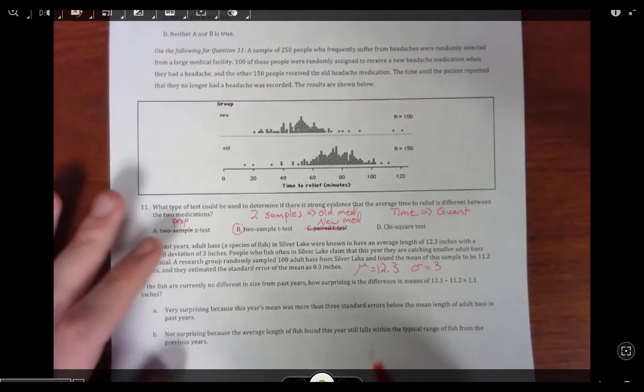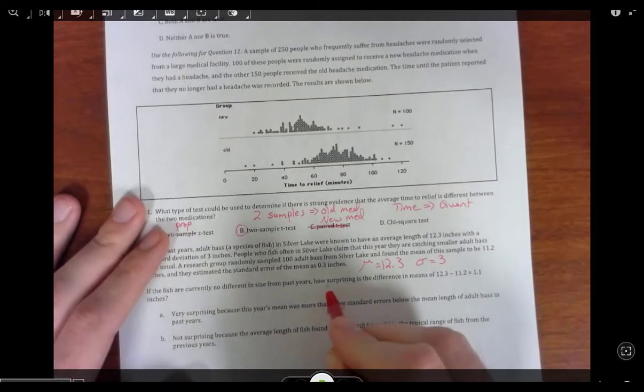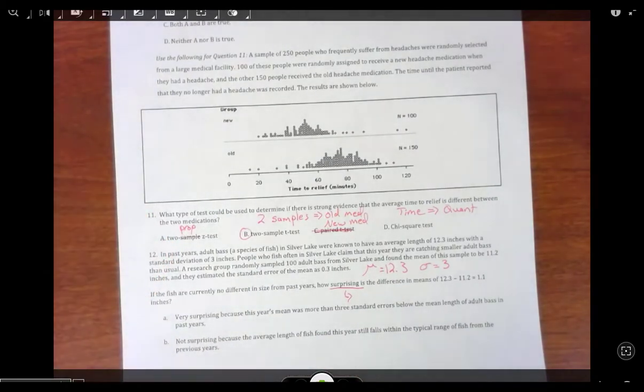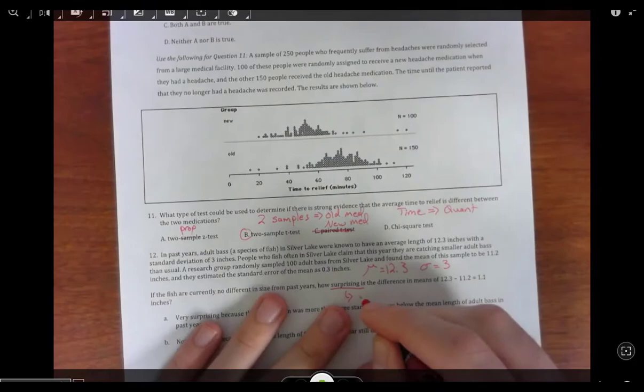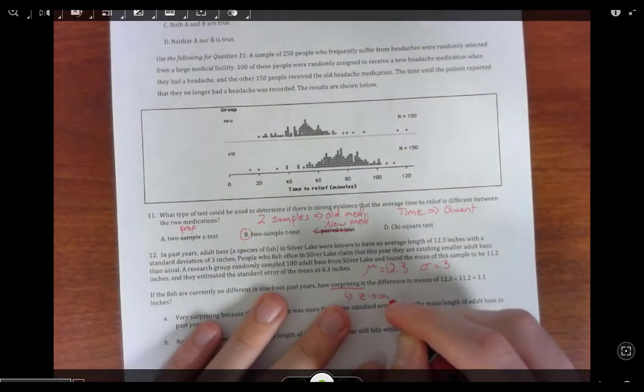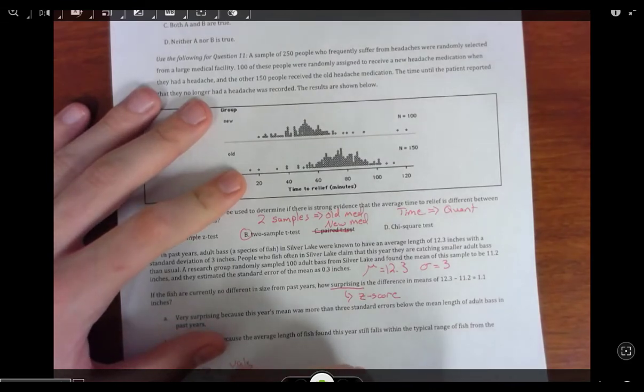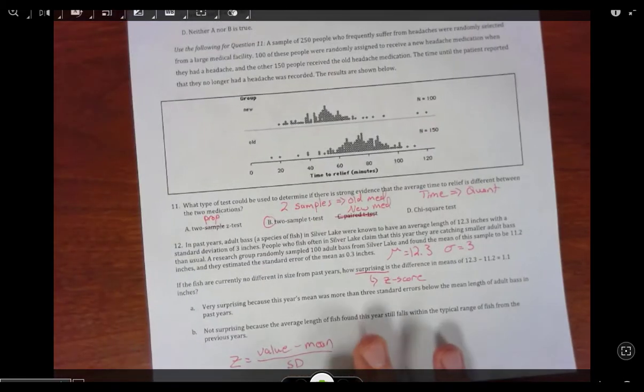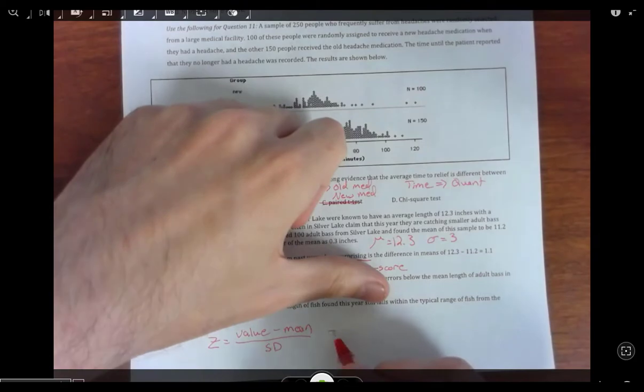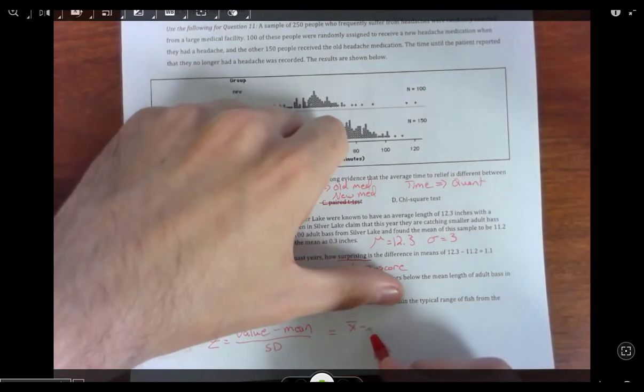So what we want to do is create a z-score, because if a question asks how surprising something is, it's basically asking how unusual is the result. We measure how unusual something is with a z-score. So a z-score is going to be our value minus the mean, divided by that value's standard deviation. And so our value was our x bar. We want to subtract our mean, which is the population mean. Then we want to divide by the standard deviation.